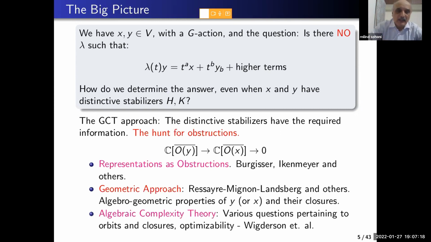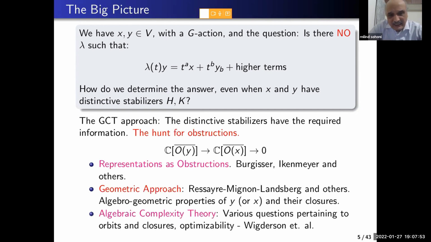So the GCT approach has been the distinctive stabilizers. The GCT thesis is that the distinctive stabilizers are adequate information. I think Christian Ikenmeyer's talk two days ago also made the same point: the projective orbit closure gives a surjection from the homogeneous coordinate ring onto the homogeneous coordinates of y, and that gives you the space for obstructions.